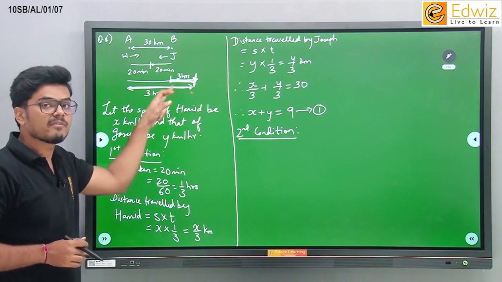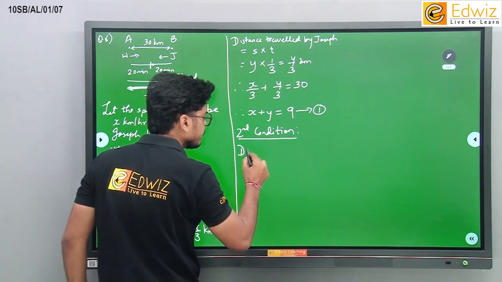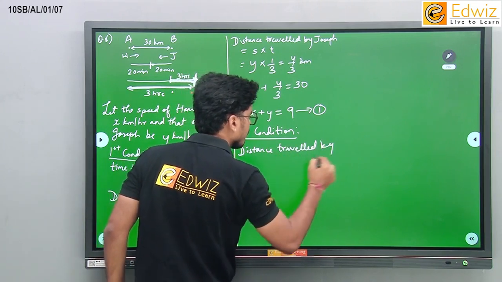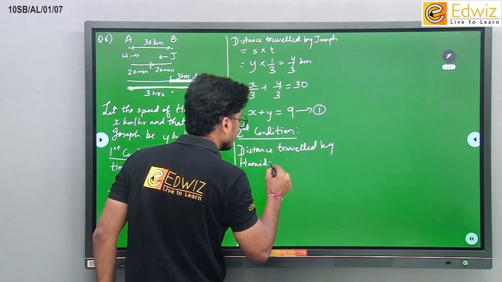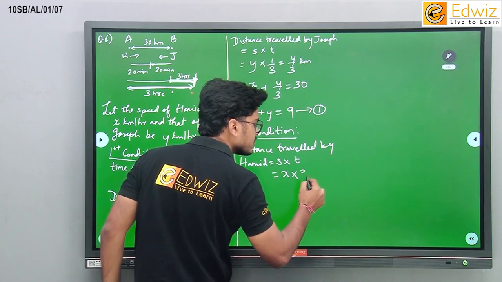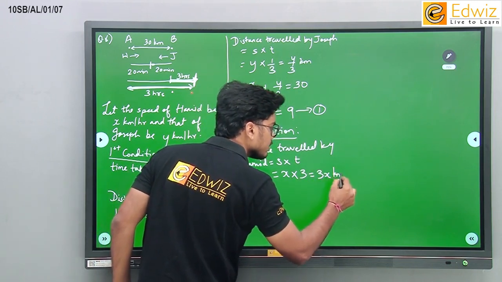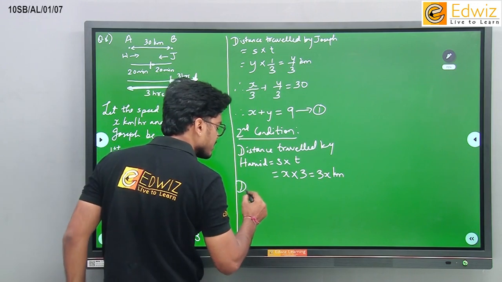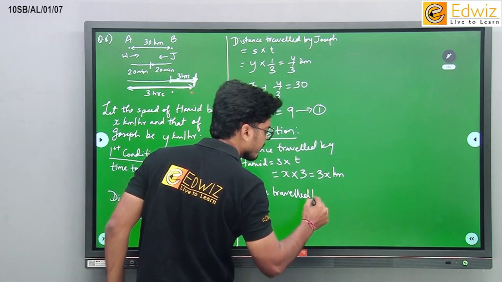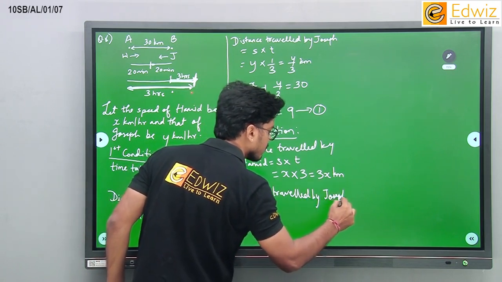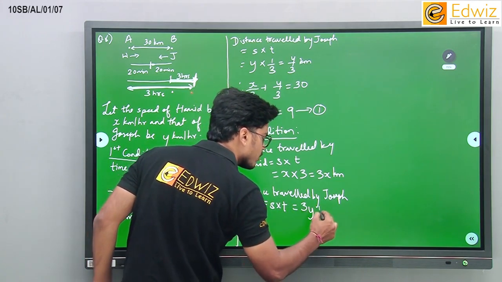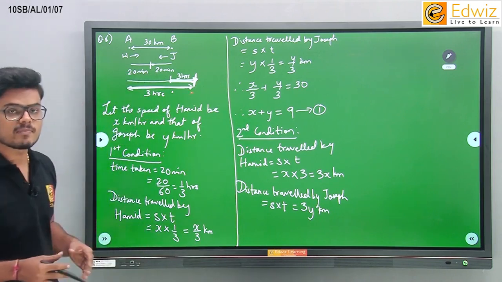So let us find out their distances in this case. Now they are both traveling for 3 hours. So distance traveled by Hamid will be equal to same speed into time. Hamid का speed है x, but he is now traveling for 3 hours. So 3x kilometers. Okay, distance traveled by Joseph क्या होगा? Same formula से it will be 3 into y kilometers. Correct? Distance traveled by Joseph is 3y kilometers.